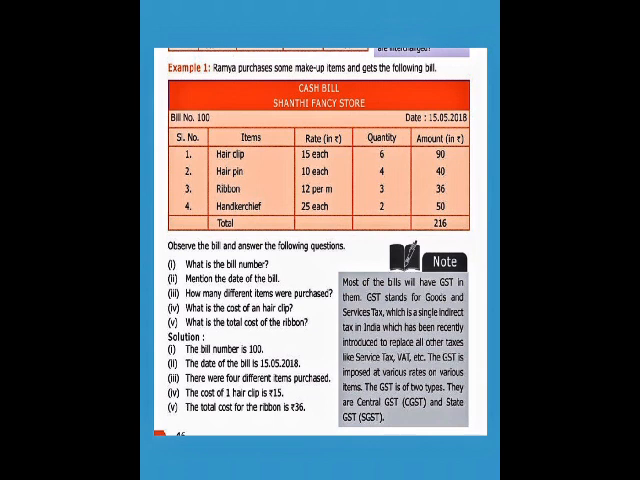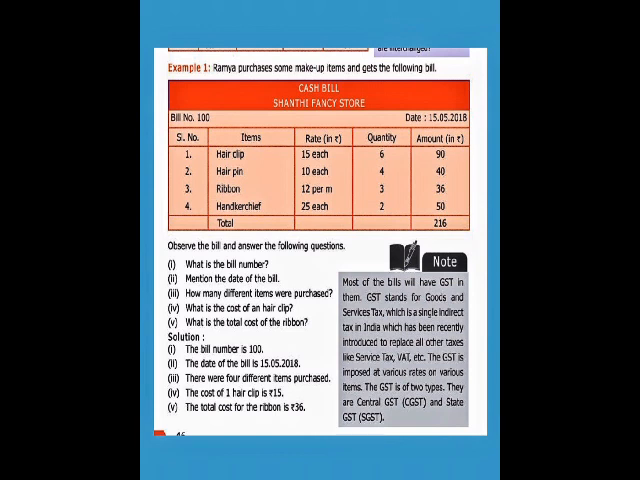Then what is the cost of a hair clip? The hair clip rate is rupees 15. Somebody will say 90, but that is the total amount. That is not the rate of an item. The rate of an item means how much for one clip. Okay, the last question: what is the total cost of the ribbon? Total cost means the amount. She purchased the ribbon at 12 per meter. Quantity is 3, so the total is 36.